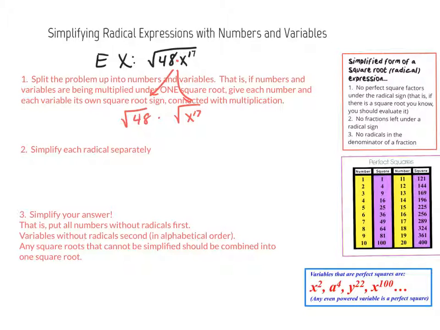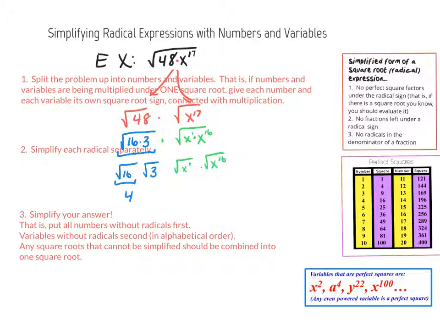So like the square root of 48, I would rewrite that as 16 times 3 because it's not a perfect square. The same thing with x to the 17th. That is not a perfect square, and as we did before, we could rewrite that as x to the 1st times x to the 16th. Now over here, if two numbers are multiplied under one square root, I'm going to give them each their own square root. Same thing over here. If two things are multiplied under one square root, I'm going to give them each their own square root. And then we can simplify the perfect squares.